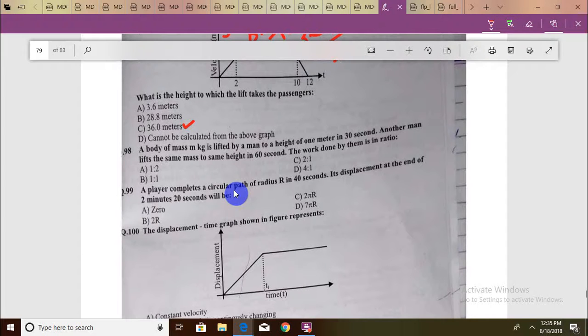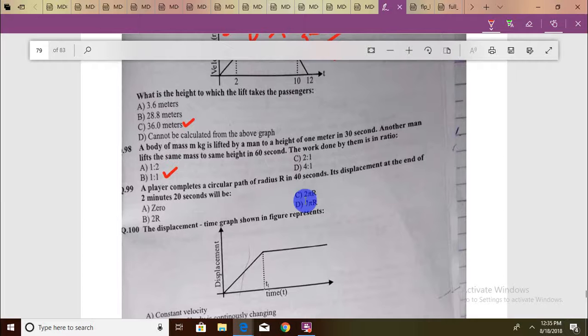A body of mass m kg is lifted by a man to a height of 1 meter in 30 seconds, and another man lifts the same mass to the same height in 60 seconds. What is the ratio in which they did the work? The ratio is 1 to 1, the reason being that time has no involvement with work. Had this been about power, the answers would have been different.